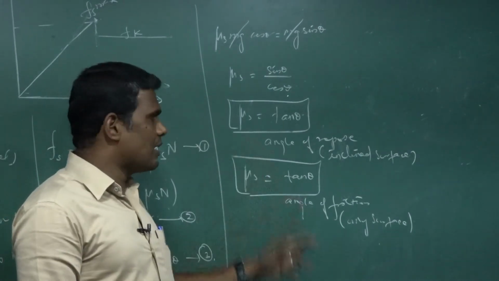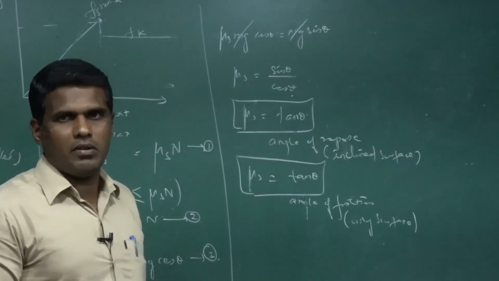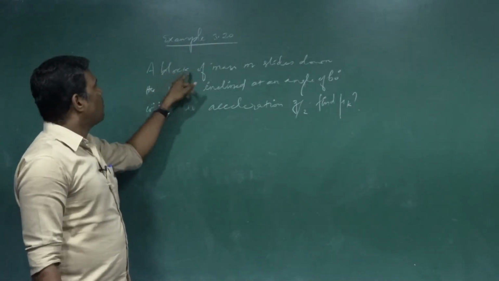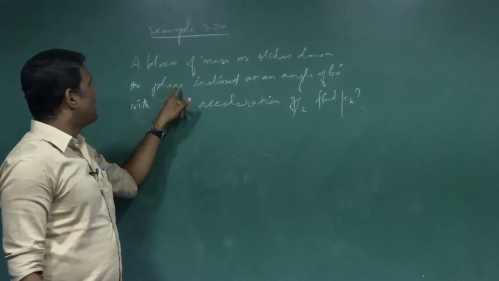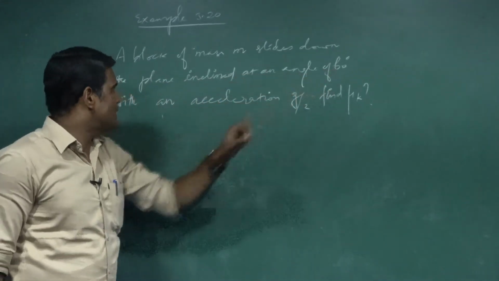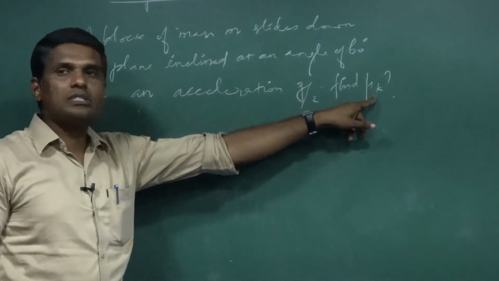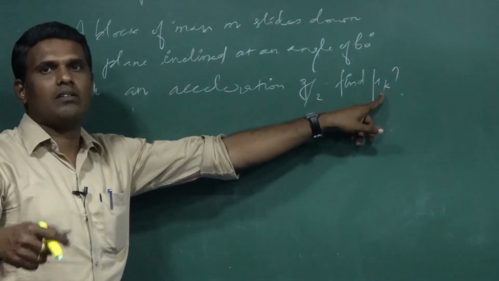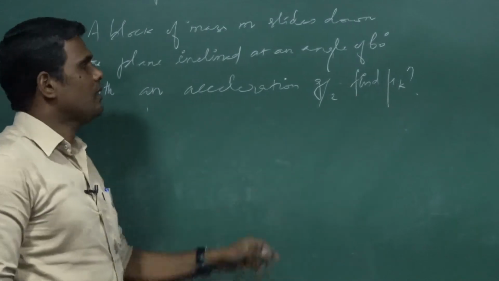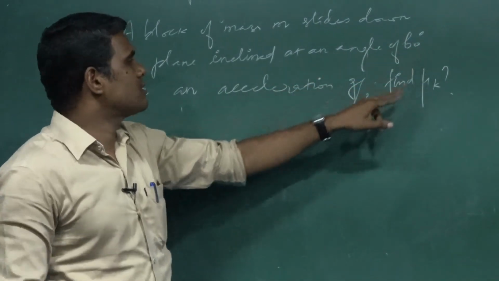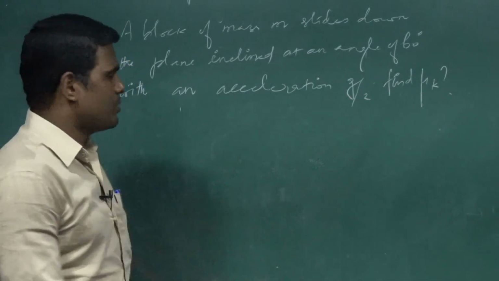So based on this angle of repose, we shall discuss a problem now. Example 3.20. A block of mass m slides down the plane inclined at an angle of 60 degree with an acceleration g by 2. Find the coefficient of kinetic friction. They are asking you to calculate the coefficient of kinetic friction. So the angle of inclination is 60 degree. Angle made by the incline with the horizontal is 60 degree. Acceleration is g by 2.